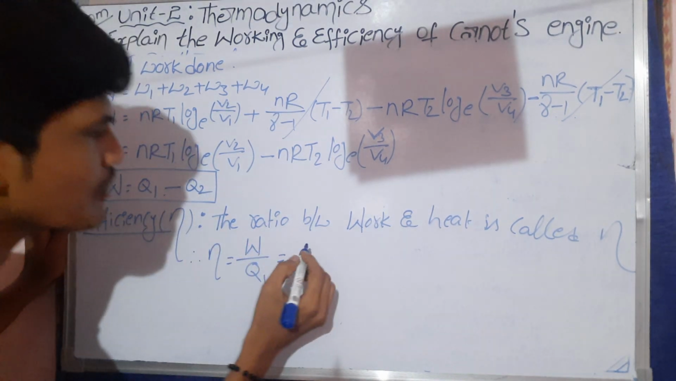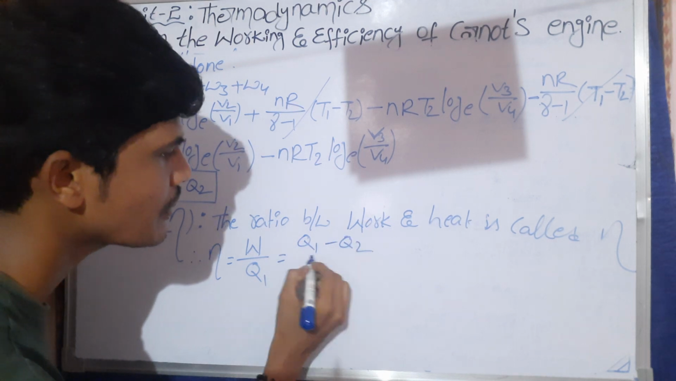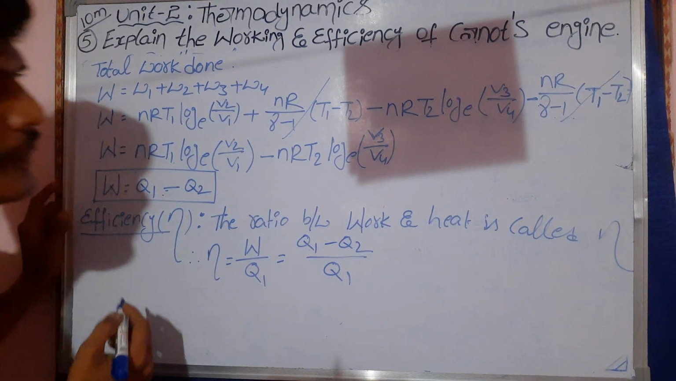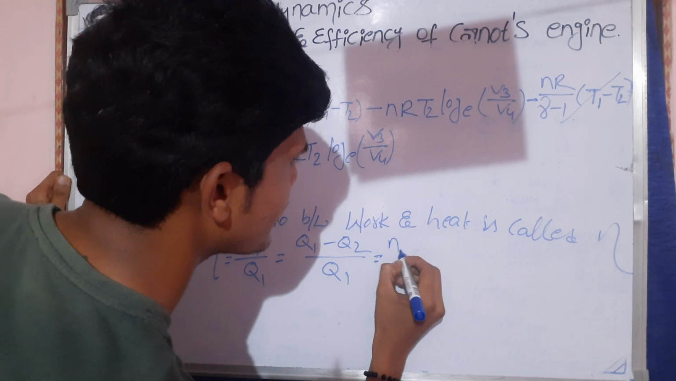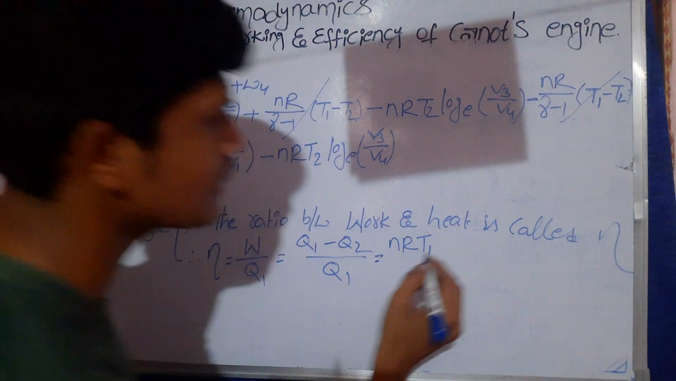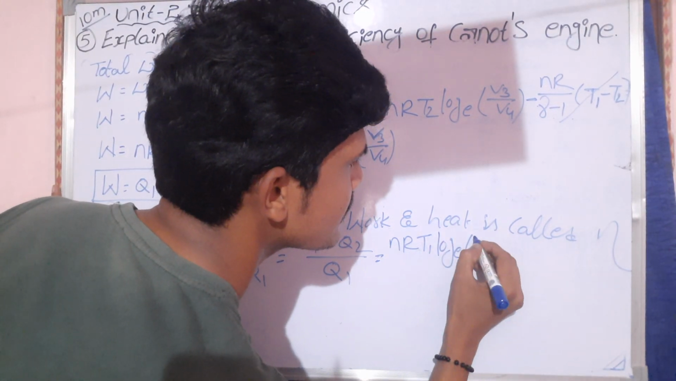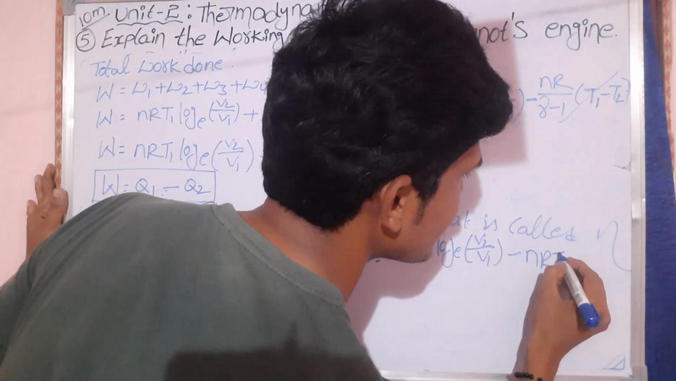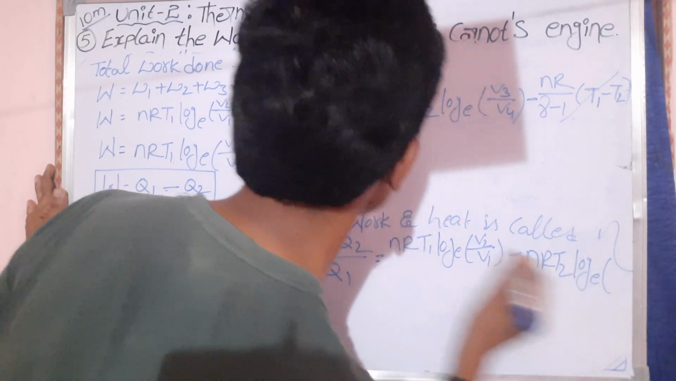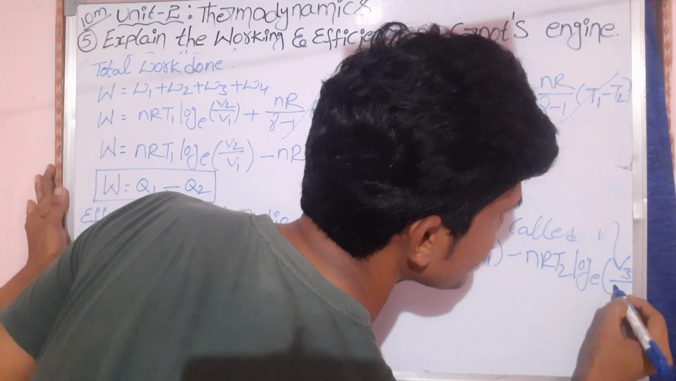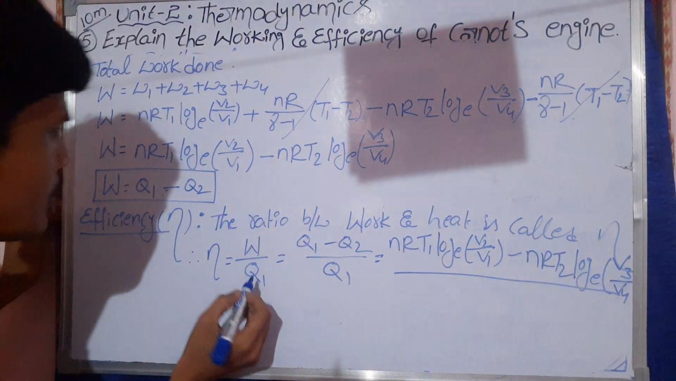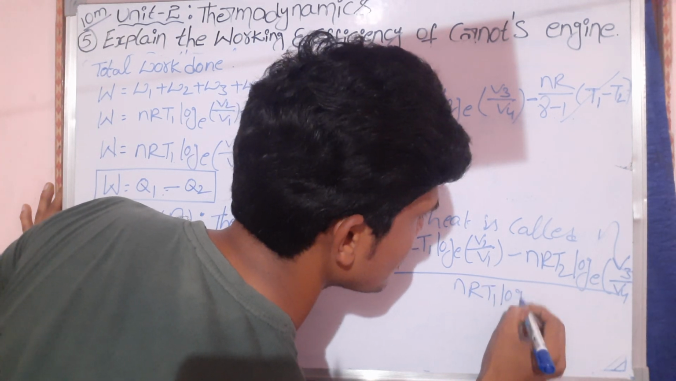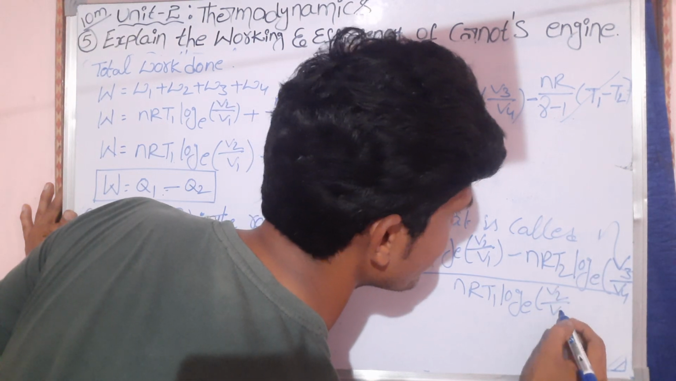That means W means Q1 minus Q2, by Q1. Q1 minus Q2 means NR T1 log e base V2 by V1 minus NR T2 log e base V3 by V4, whole by Q1. Q1 means NR T1 log e base V2 by V1.